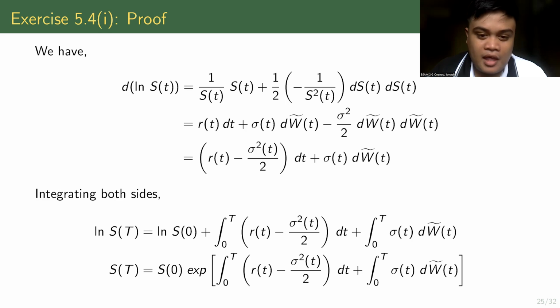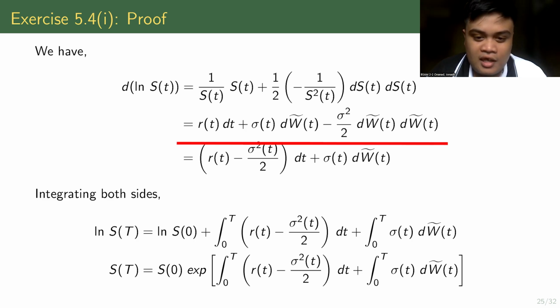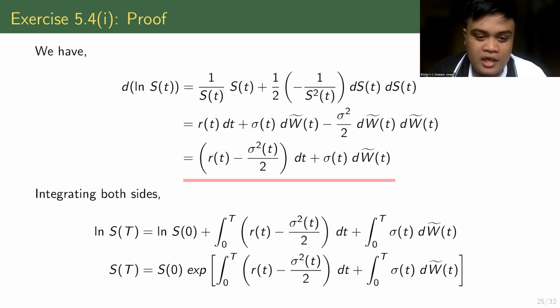Applying the stochastic differential equation for S of t, we will get r of t dt plus sigma of t dW tilde of t minus sigma squared over 2 dW tilde of t dW tilde of t. Simplifying the terms, we will get quantity r of t minus sigma squared of t over 2 dt plus sigma of t dW tilde of t.